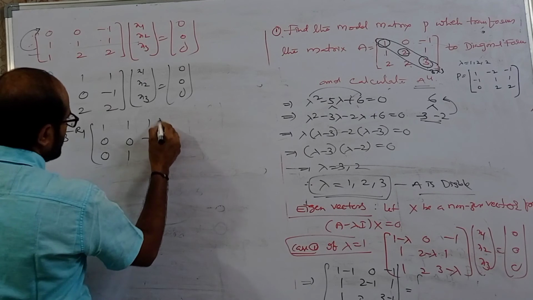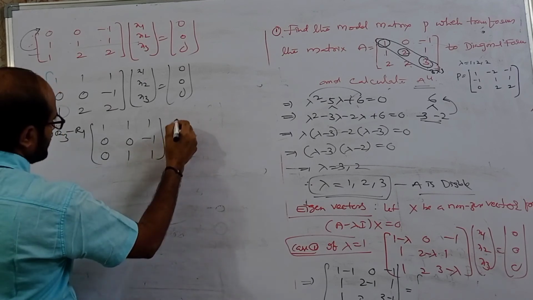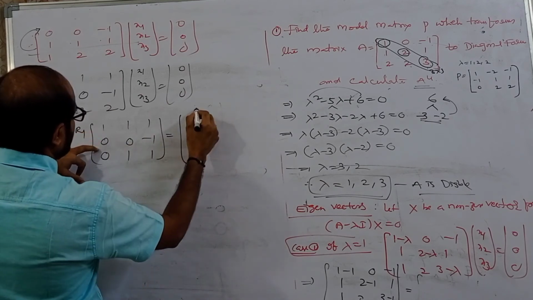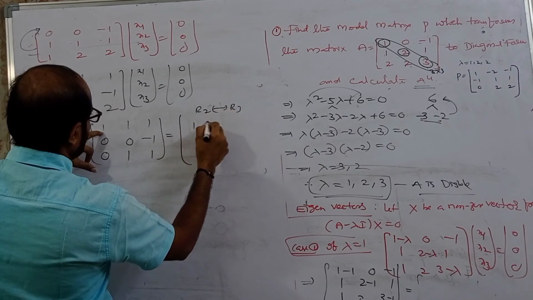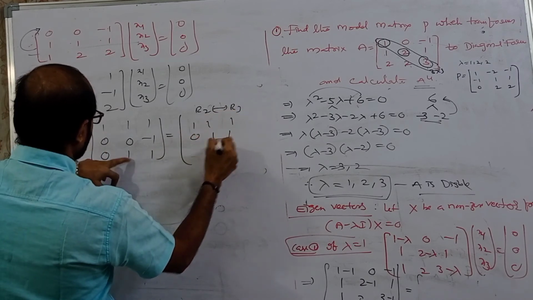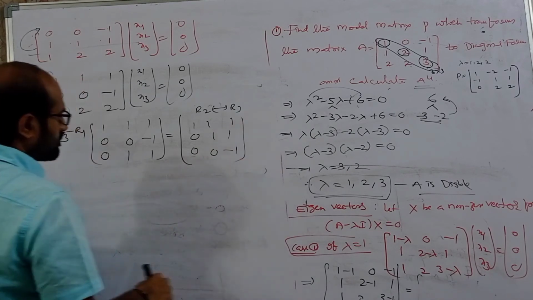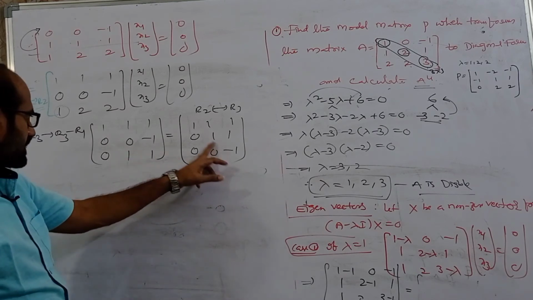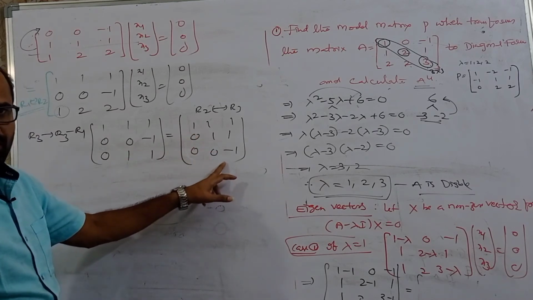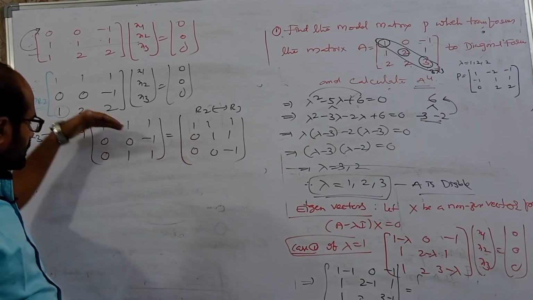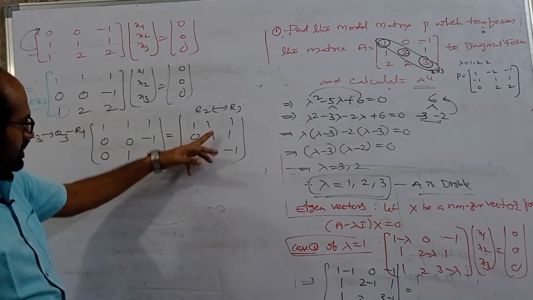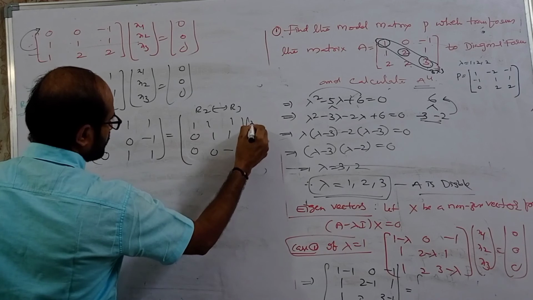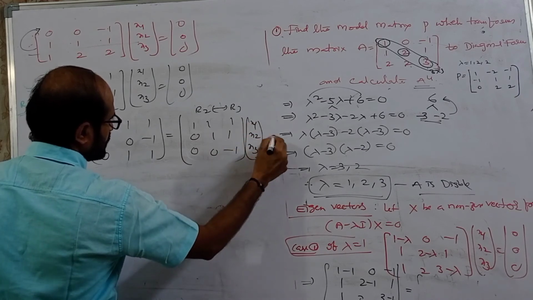Now I can write it like this. I will interchange R2 and R3. Then 1 1 1, 0 1 1, 0 0 minus 1. I can write like this, no problem. We can interchange because I want echelon form, I want an upper triangular matrix. Using R1 you should make R2, R3 zero, but using R2 making this zero is not possible now. Into x1, x2, x3, which is equal to 0.